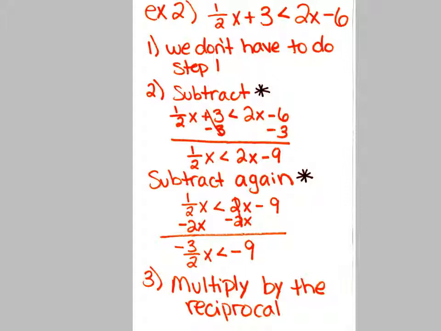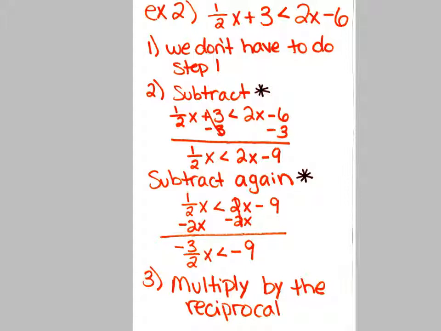So we get 1/2 x is less than 2x. Negative 6 minus 3 is negative 9. We are going to have to subtract one more time in order to get all the like terms on each side of the inequality. So this time we will subtract 2x from both sides. So 1/2 x minus 2x. Since we are subtracting fractions, we need to get a common denominator of 2. So we will have 1/2 x minus 4 over 2, and we get negative 3 over 2x is less than negative 9.